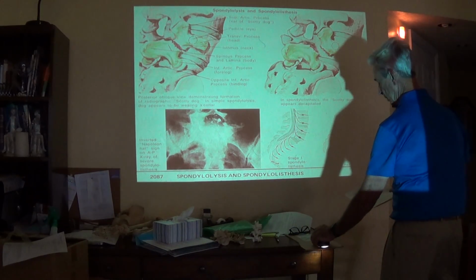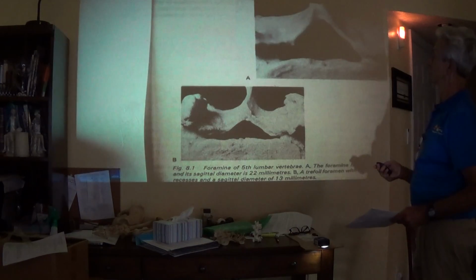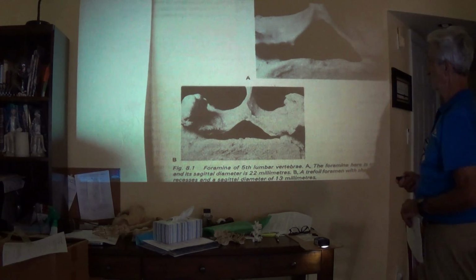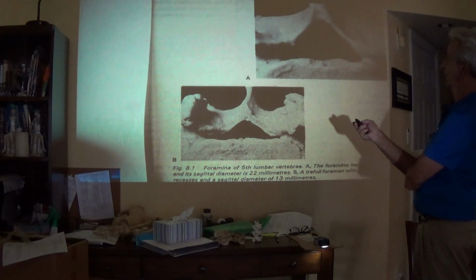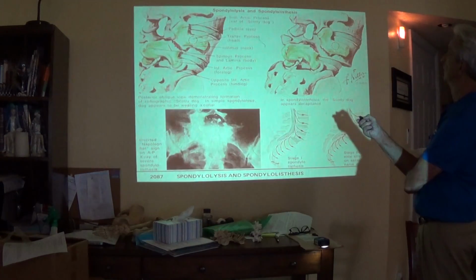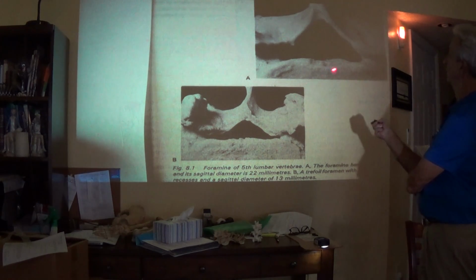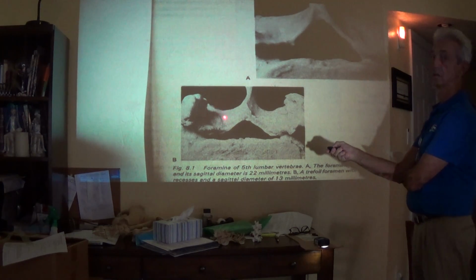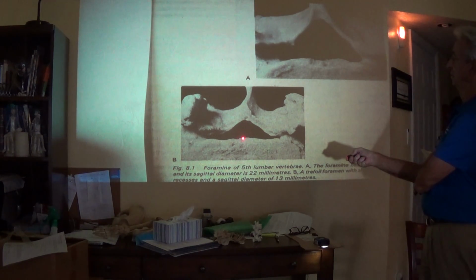Now, the next bony problem we'll talk about are bony entrapment syndromes. And this particular slide shows the development of spinal stenosis. And with spinal stenosis, you have a narrowing of this AP neural canal.